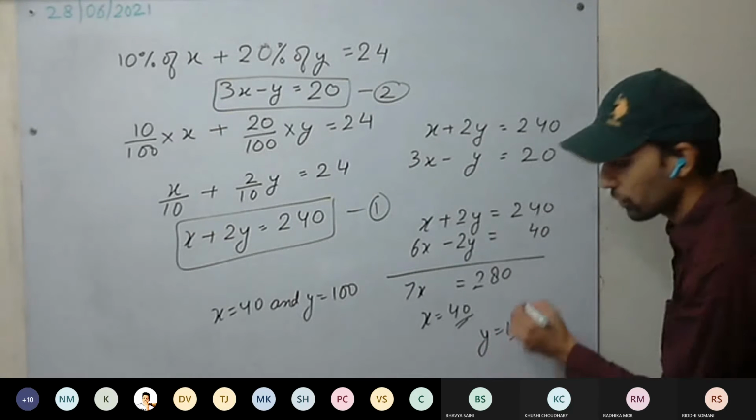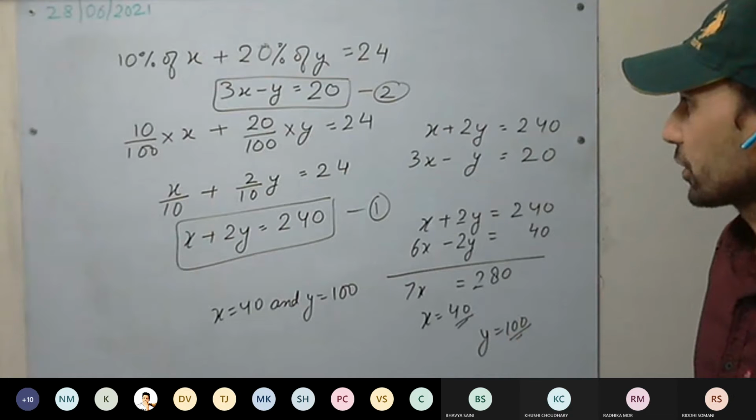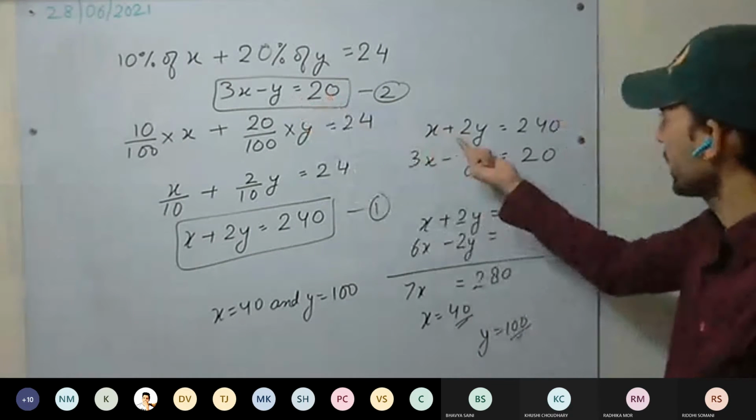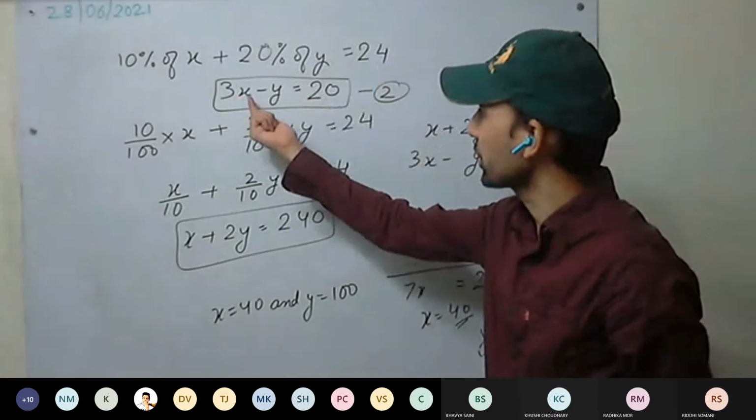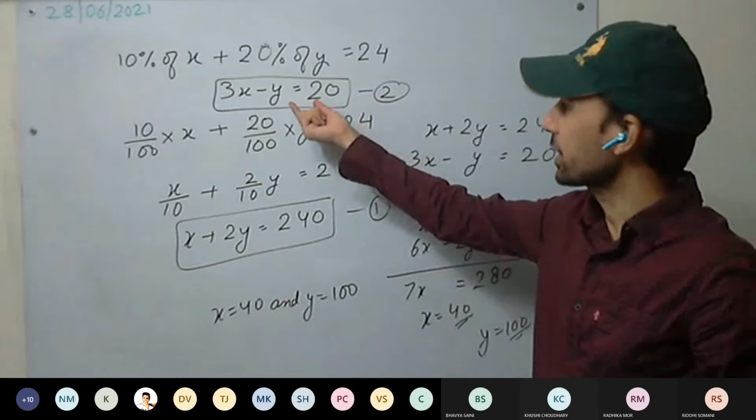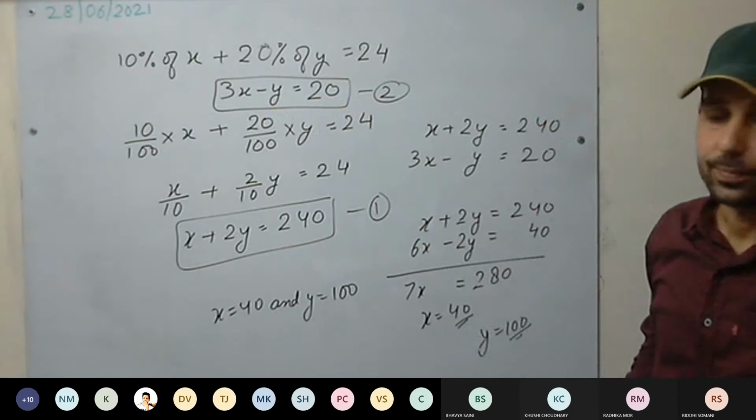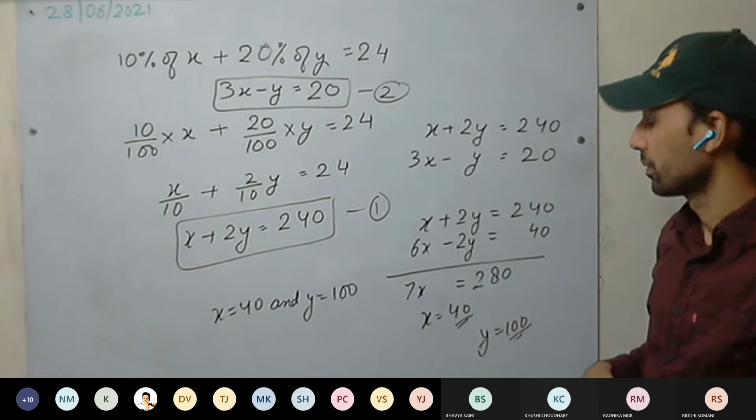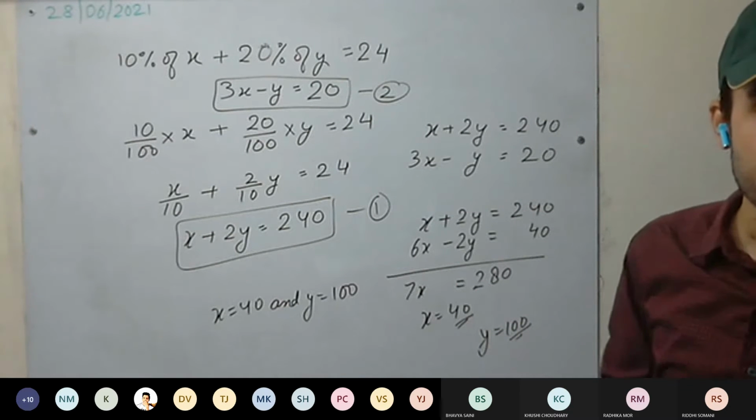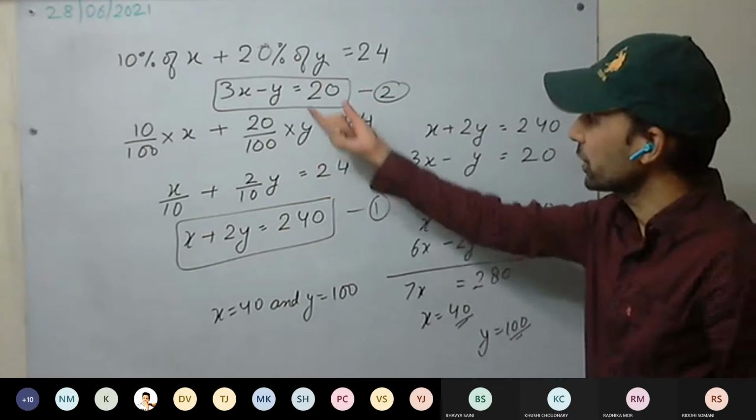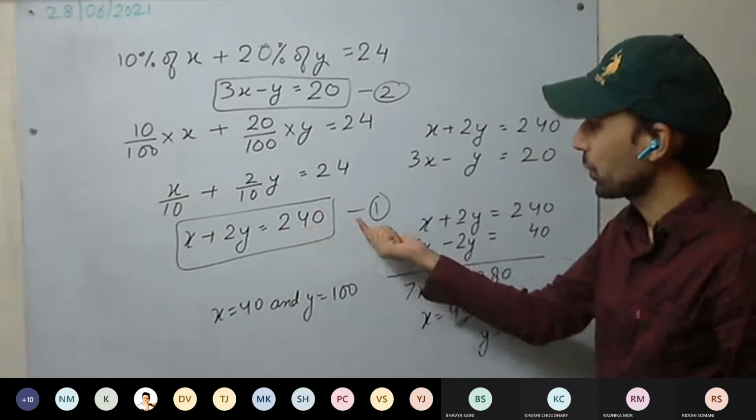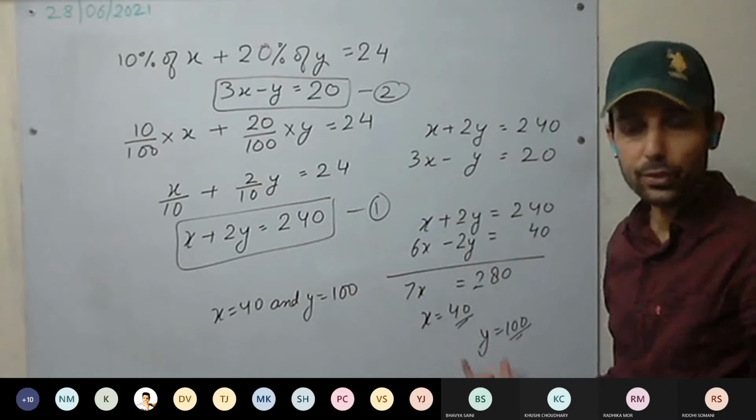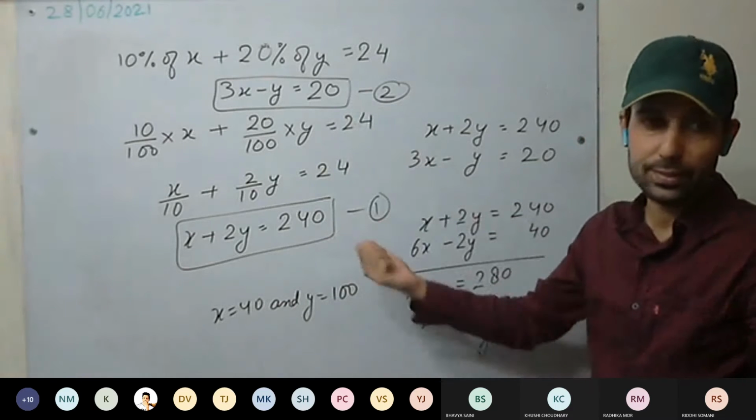And how to check the answers? Put these values in any of these equations, either here or in the very first equation. If it's satisfied, it means you have got the correct answer and you haven't made any calculation mistakes. Okay, that's the way to check. If these two equations are satisfied, it means you have got the correct answer, because these are the solutions of these two equations.